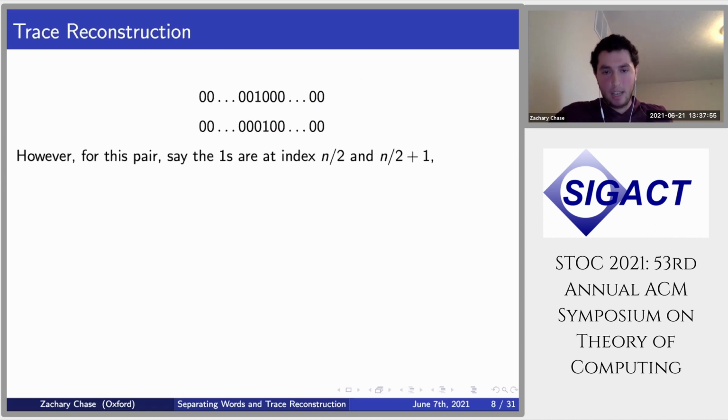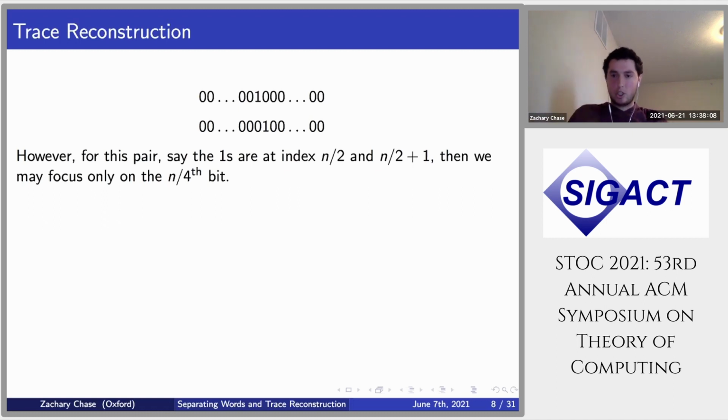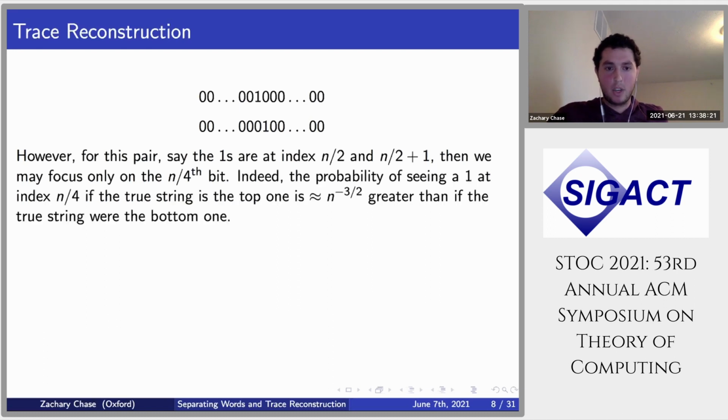But for the same pair, if the strings differ, say at index n over 2 and n over 2 plus 1, then by looking at the n over 4th bit, you can distinguish between the strings with n to the 3/2 samples. Just to clarify, you get all these traces, you just focus on the n over 4th bit, count the proportion of those that are 1, and you'll be able to guess the true string with high probability. The probability of seeing 1 at index n over 4 if the true string is the top one is roughly n to the minus 3 halves greater than if the true string were the bottom one. So n to the 3 halves traces suffice.